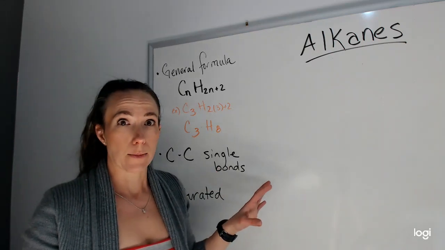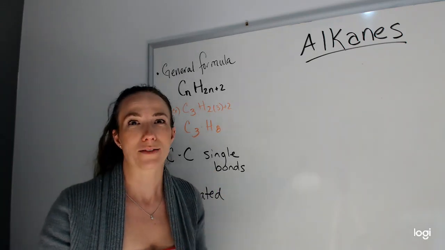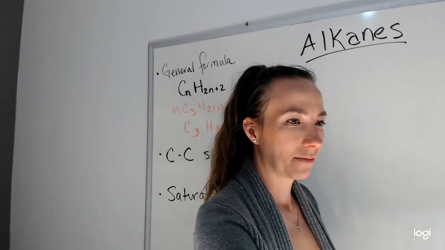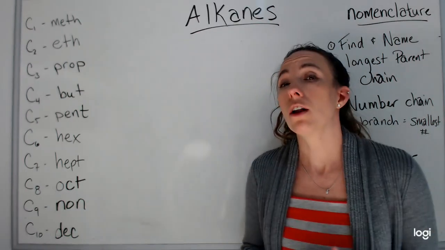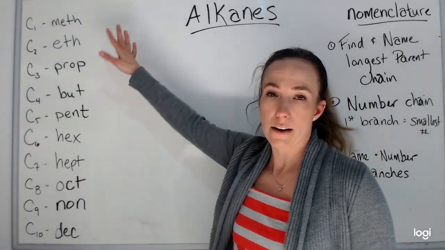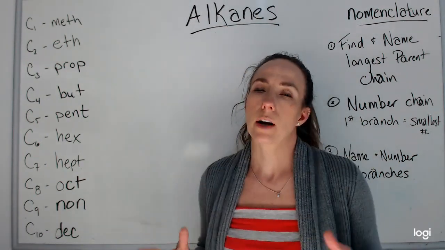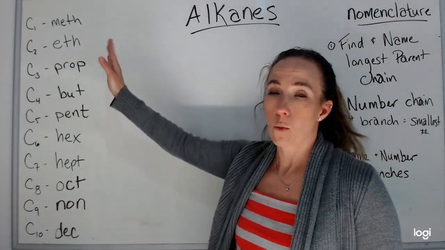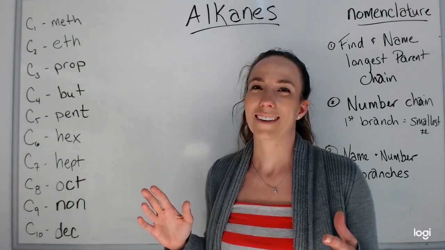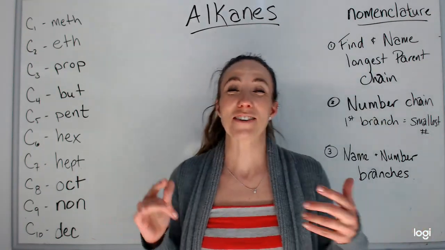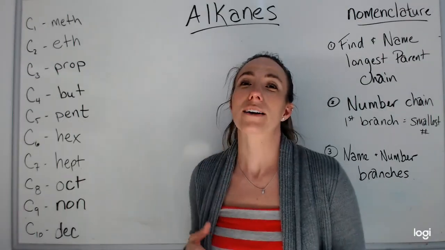So the next bit is going to be about our very first organic compound nomenclature, which is a nice way of saying naming. The first thing about naming alkanes, or all organic compounds, is that you have to have this list memorized. There are more names after C10, but you don't have to have those memorized. Whenever you see the word meth in an organic compound situation, it's going to mean that there's one carbon.